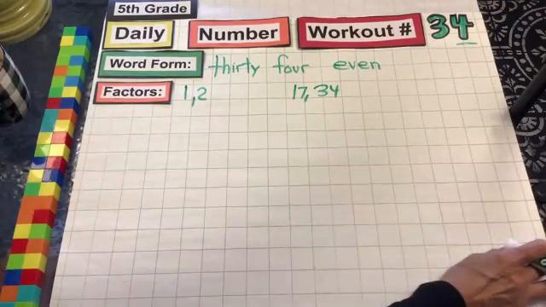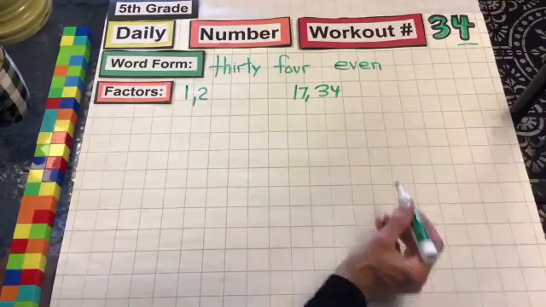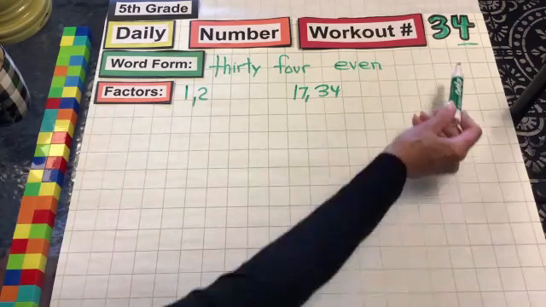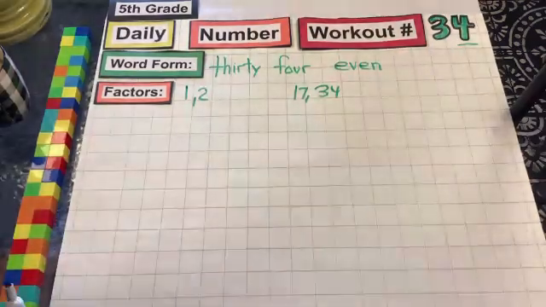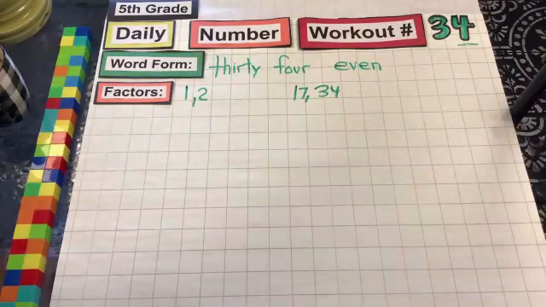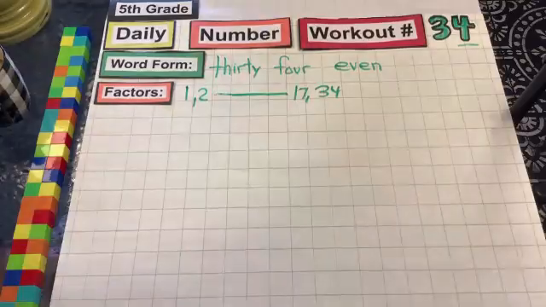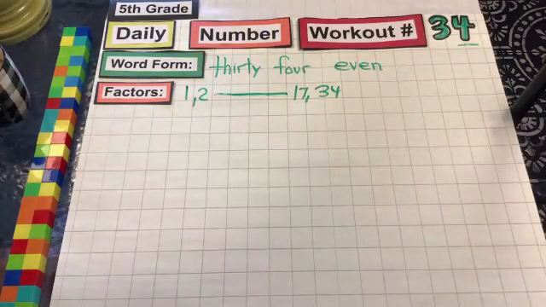7 doesn't go in because it goes into 35. 8 doesn't go in because it goes into 32. 9 doesn't go in because if we add these up, 3 and 4 equals 7. If it added up to 9, it would go in. 10 doesn't go in because it doesn't end with a 0. 11 doesn't go in because it's not the same number there. It should be 33. 12 doesn't go in. 13 doesn't go in. 14 doesn't go in. 15 doesn't go in. 16 doesn't go in. Boom. Only 1 times 34 and 2 times 17 to get 34.